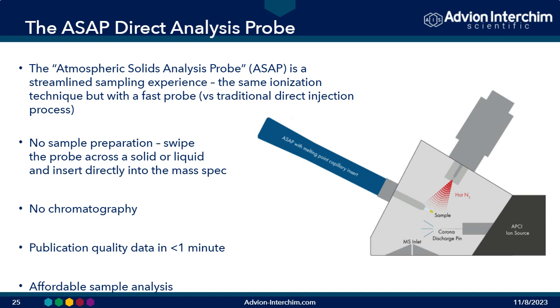So what are the benefits of this? You have no sample preparation. You simply swipe the probe across a liquid or solid sample and then insert it directly into the mass spec. There's absolutely no chromatography needed, and you can get publication quality data in less than 1 minute. So this is a very affordable way to do sample analysis because, again, no solvent means saving money.